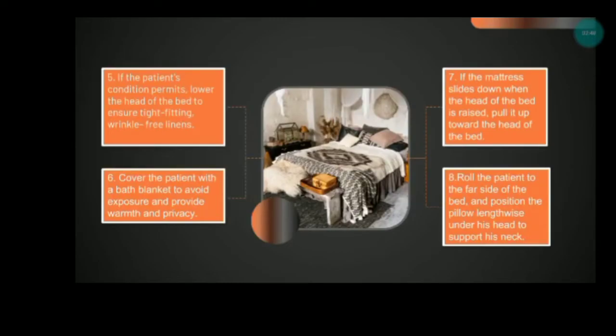Number five procedure is, if the patient's condition permits, lower the head of the bed to ensure tight fitting, wrinkle-free linens. Make sure that the bottom sheet is snug on the bed with no wrinkles, because wrinkles are uncomfortable for the patient, restrict circulation, and cause skin breakdown.